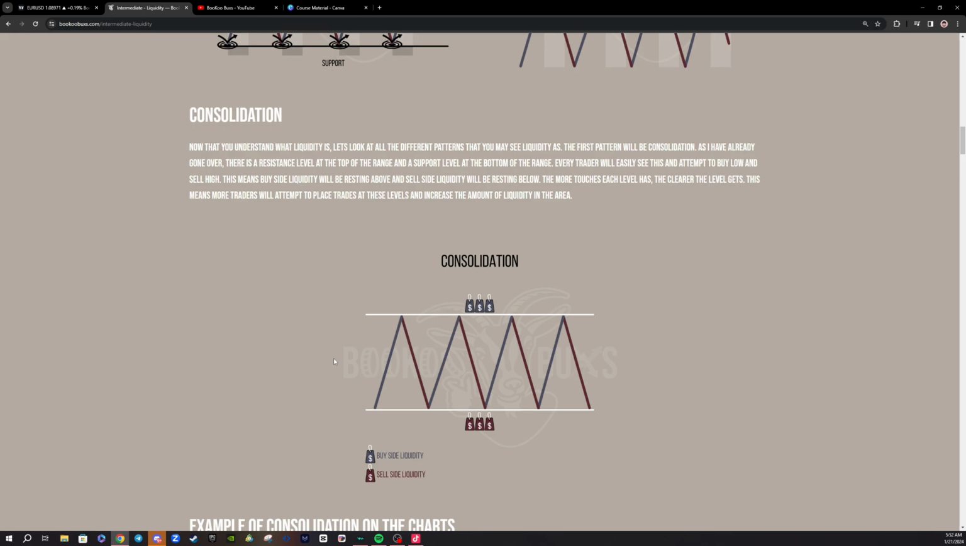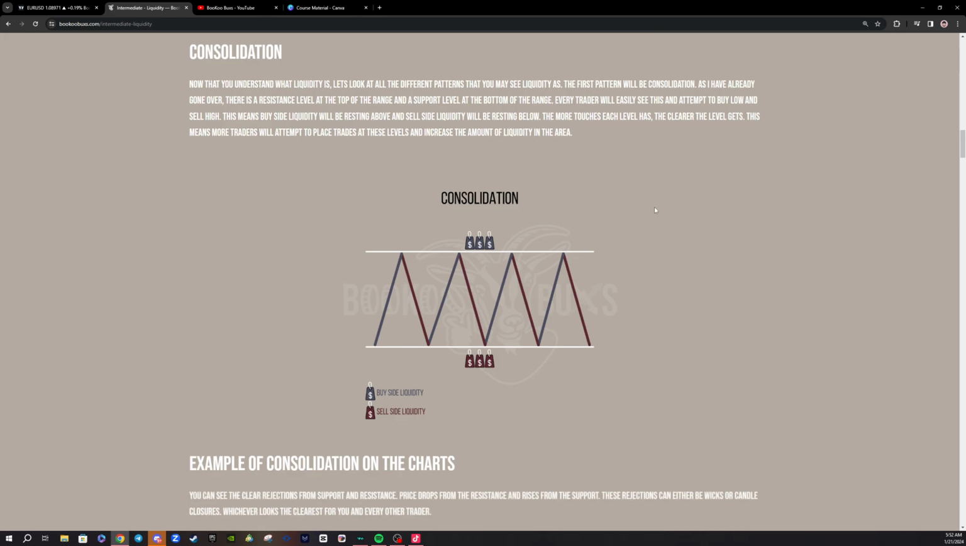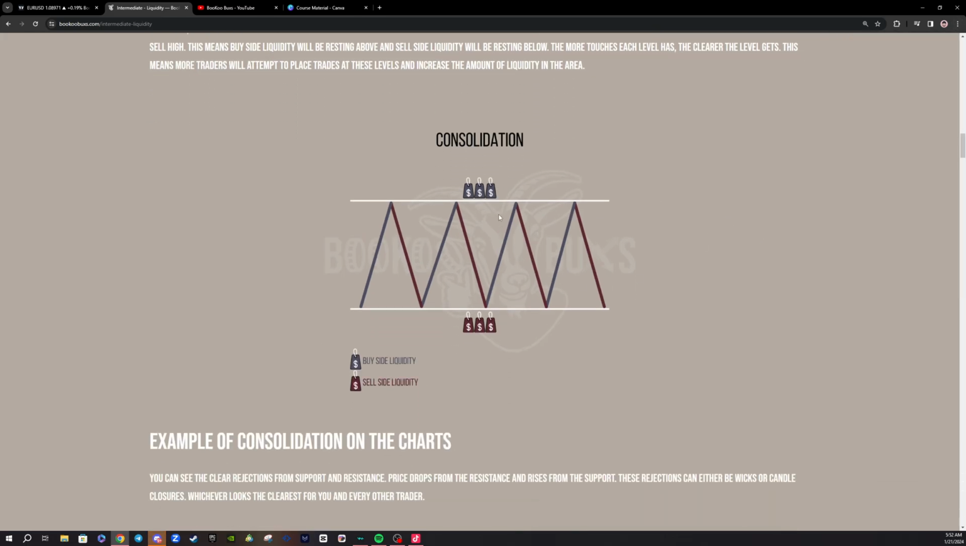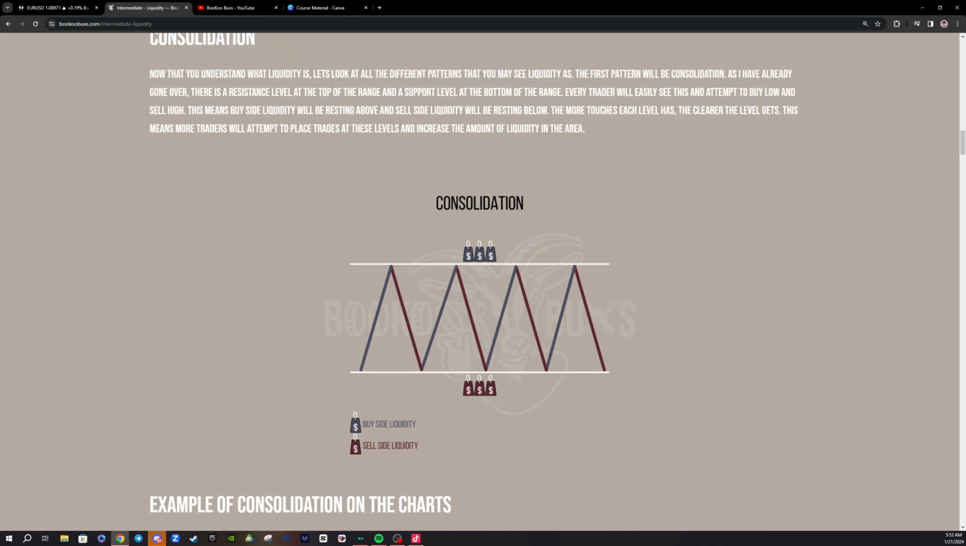The more touches each level has, the clearer the level gets. This means more traders will attempt to place trades at these levels and increase the amount of liquidity in the area. So pretty much everything I've said, just a little bit different of an annotation. Here I have the little blue signs showing buy side liquidity and the red signs showing sell side liquidity. One thing I'll clarify is the clearer the level gets, or the more touches each level has, the clearer the level gets. Think of it this way.